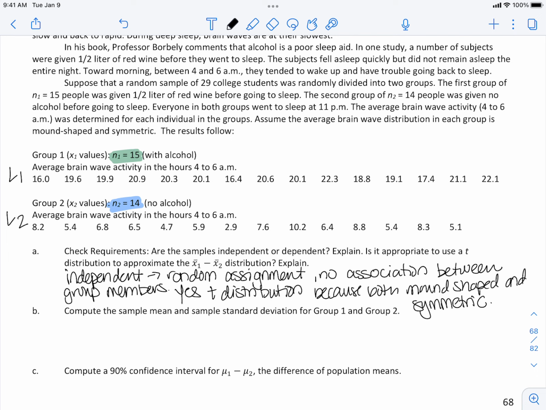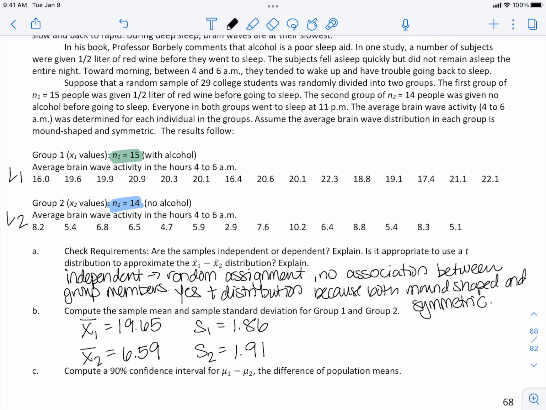All right, letter B here. Compute the sample mean and sample standard deviation for group 1 and group 2. Go ahead and do that. All right, we should get that our X1 bar is 19.65 and our S1 is 1.86. Our X2 bar is 6.59 and our S2 is 1.91.